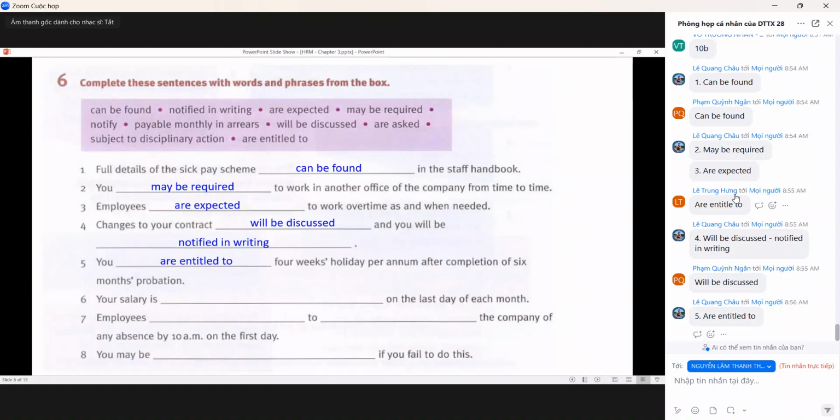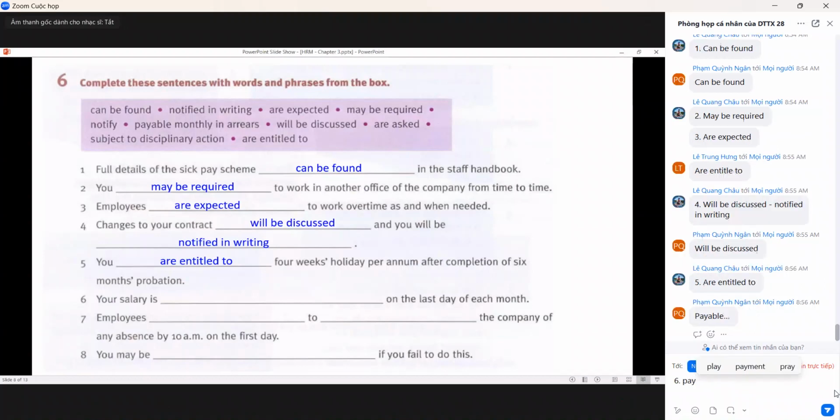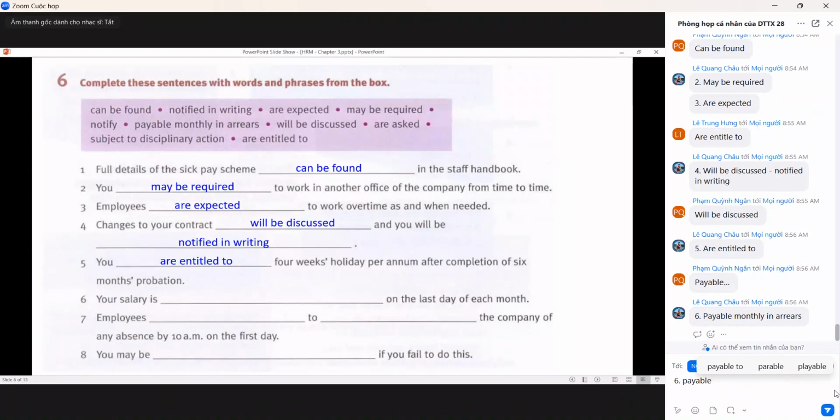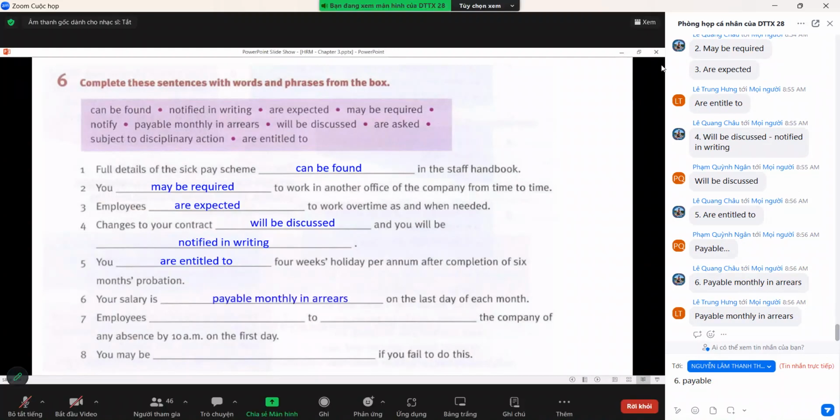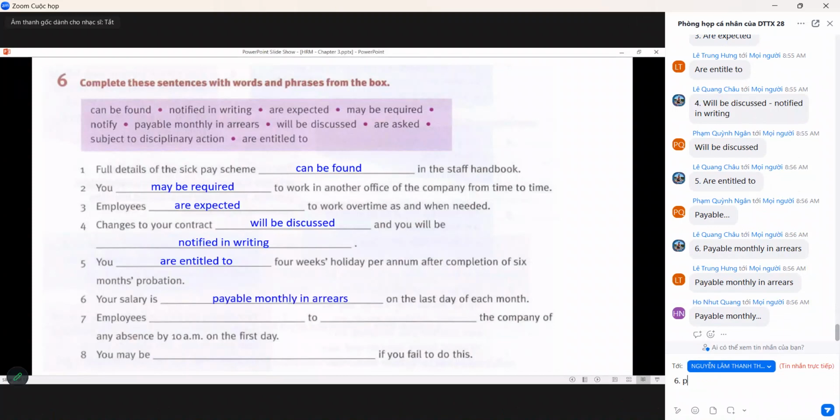Six, your salary is on the last day of each month. Your salary is what? This is an answer that is one too. Yeah, salary mentioned about payable monthly. Sure. Seven, employees to the company of any absence by 10 a.m. on the first day. It's mentioned about the absence, right? So employees, seven.